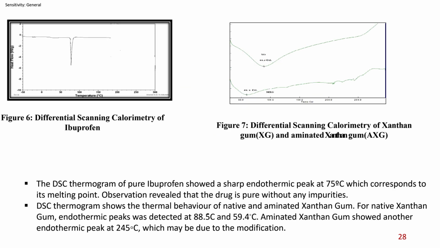And this is the DSC graph of ibuprofen. The DSC thermogram of pure ibuprofen showed an endothermic peak at 75 degrees Celsius, which mainly corresponds to its melting point. And its endothermic peaks were also detected at 88.5 degrees Celsius and 59.4 degrees Celsius.